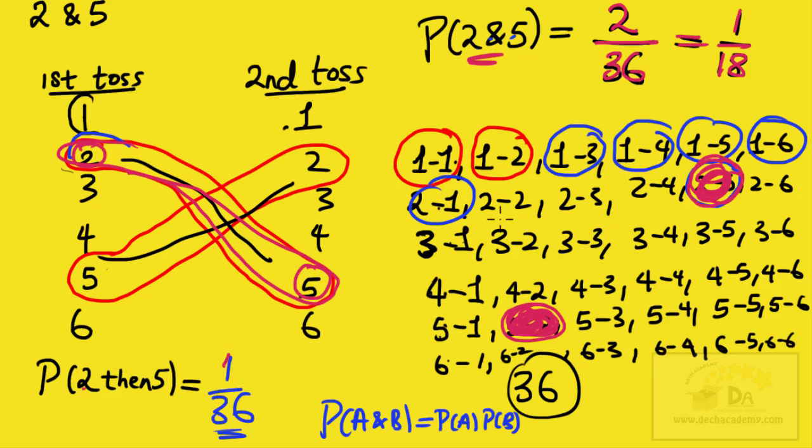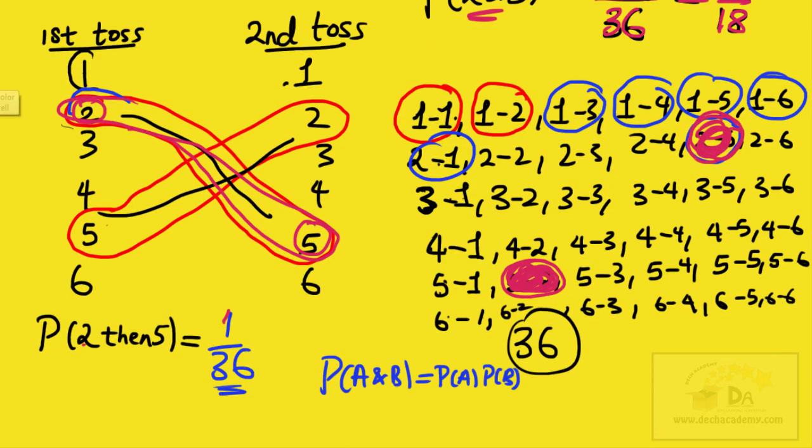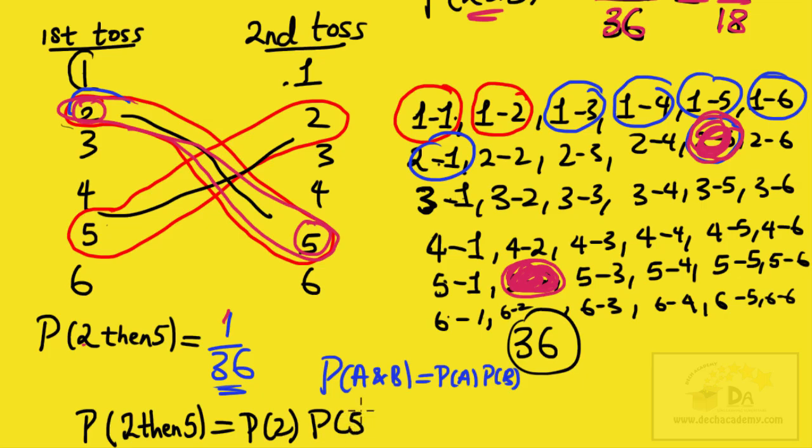But instead of carrying out this laborious approach, I just simply use the fact that the probability of 2 independent events, so getting a 2 in the first toss and getting a 5, so 2 then a 5, is simply equal to the probability of getting a 2 in the first toss and getting a 5 in the second toss. And the reason why I could use this formula was because I know that the result of the first toss is independent of the result of the second toss.